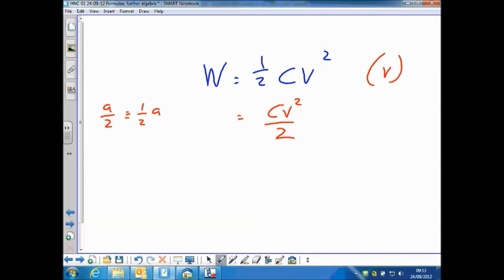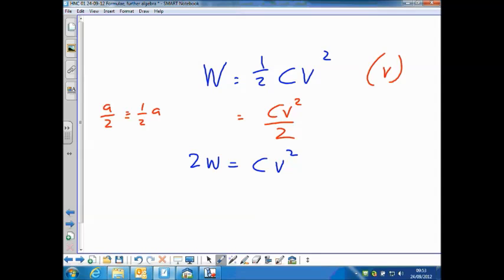Now, how do I get rid of the 2? Times both sides by 2, okay? Not immediately obvious if you see it written as a half CV squared. What you need to realise is that 2 is underneath. So I'm going to get 2W equals CV squared. So that's the awkward step, in a way.